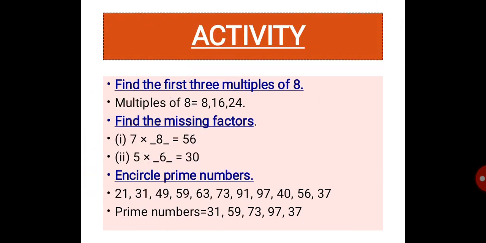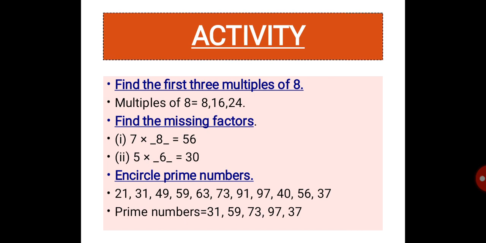Now let's do some activity. I have given some questions here. So let's do it. First question is find the first three multiples of 8. So students, do you know about multiples of 8? Yes, we have studied now. 8 into 1 equal to 8, 8 into 2 equal to 16, 8 into 3 equal to 24. So the first three multiples of 8 are 8, 16 and 24.